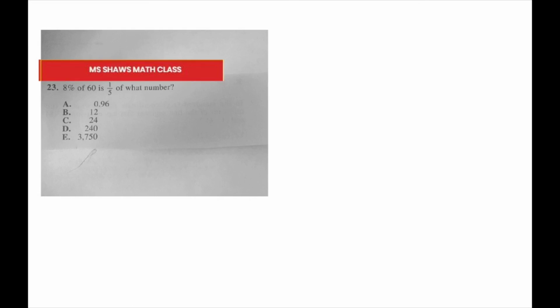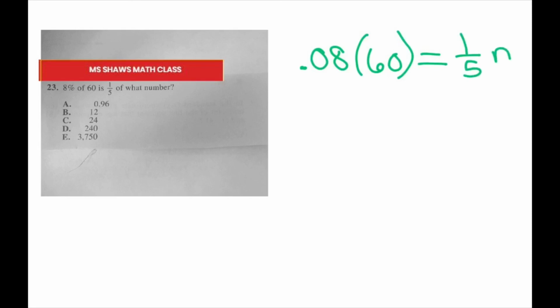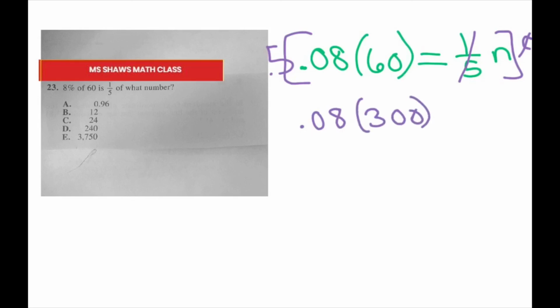And the last one I'm just going to read across. So the last one is just 8%. You need to know how to write that as a decimal. 8% of means times, is means equal, 1/5 of what number? You can put N or X. And what I'm going to do is just multiply both sides by 5, which will cancel this one out. 5 times 60 is 300, so we're basically taking 8% of 300, and that equals 24. And that's your final answer.